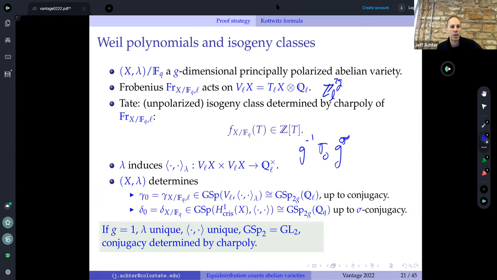And of course, if G is one, then lambda is unique. There aren't that many ways to put a skew symmetric pairing on a two-dimensional vector space, which means the GSp2 is GL2. You don't have to horse around with symplectic similitudes at all. And conjugacy is defined by the characteristic polynomial.